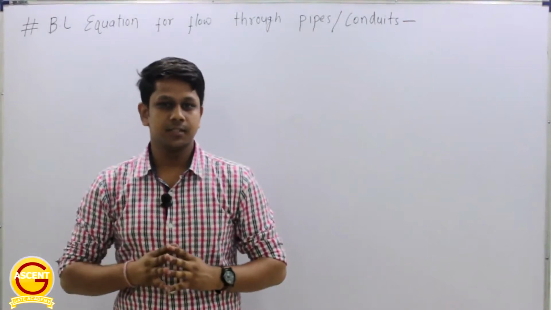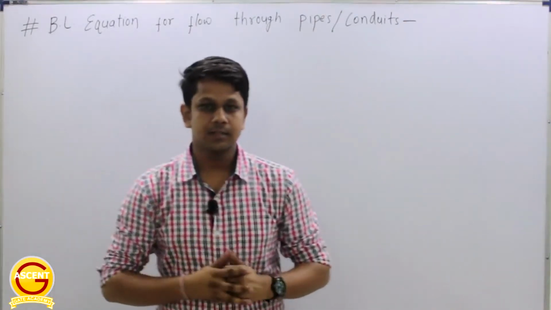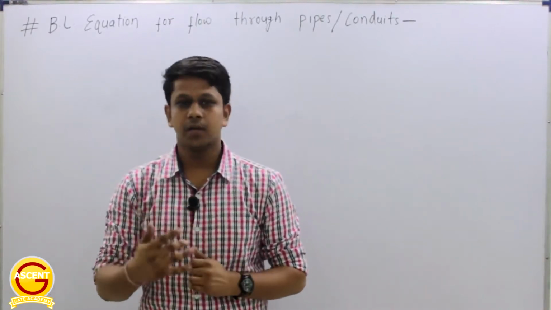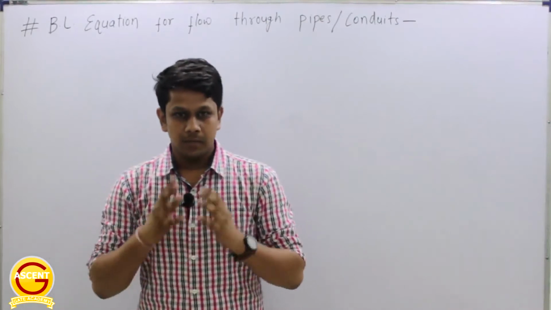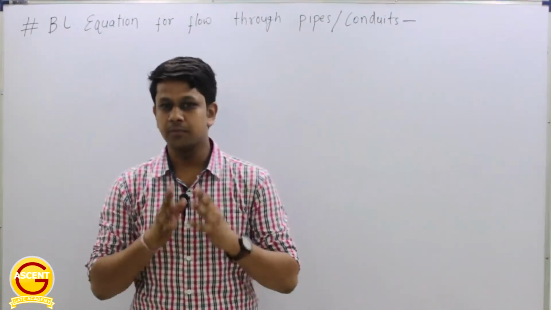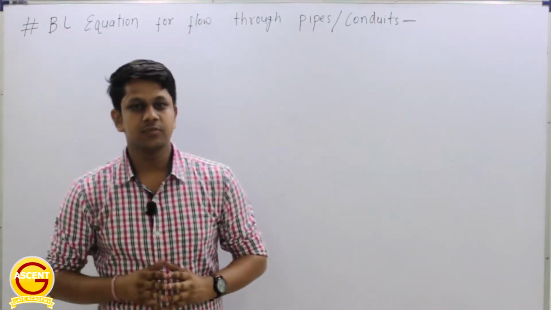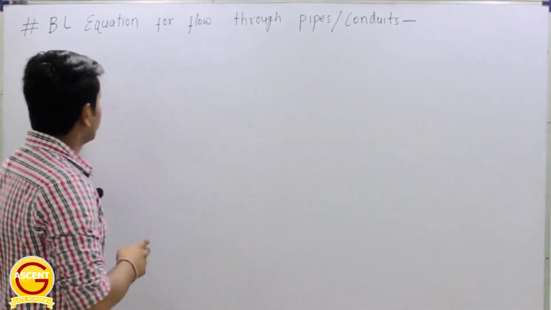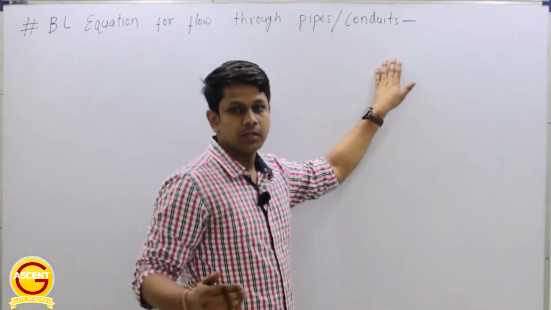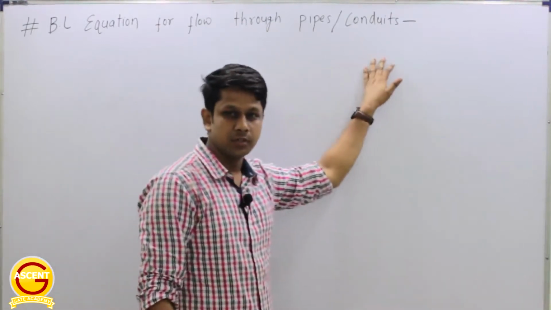So we are discussing convection in flow through pipes, and in the last class we learned how to balance the heat. But in convection through pipes there are also boundary layer equations, similar to convection over flat plates. So in this class we will discuss the boundary layer equations for flow through pipes or through any conduit. The boundary layer equation will be the same for flow through pipes and for conduits.